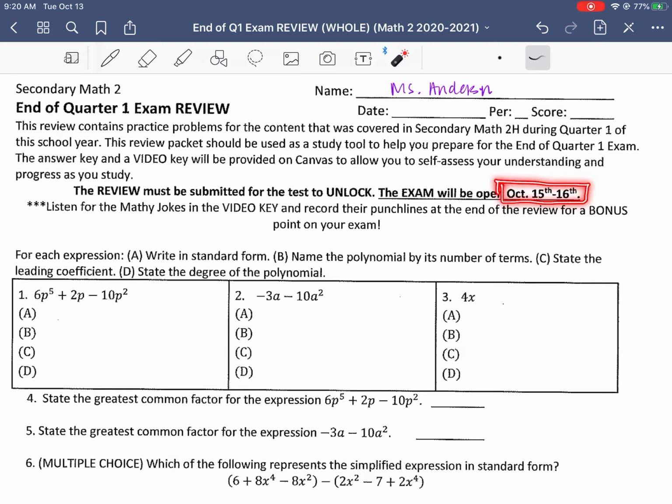The exam will be able to be opened on Thursday and Friday, so it'll be open all day both days. You're welcome to take it either day. Again, you're allowed to use your notes. Just make sure that you have enough time to sit down and take the exam.